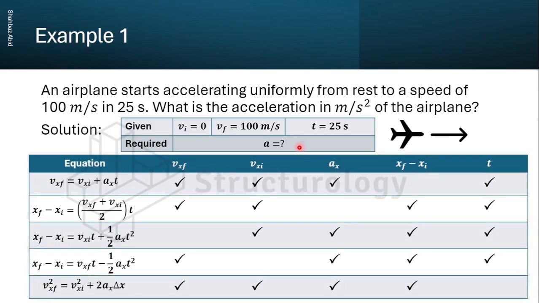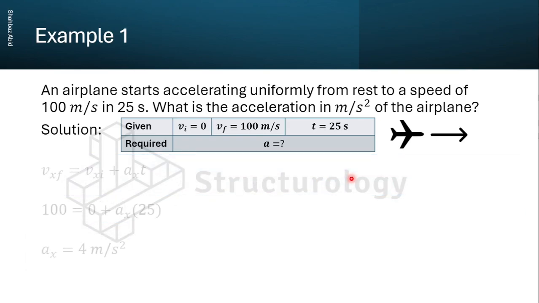Based on the given and required, the first equation of motion is the most suitable equation to solve for acceleration, because we have final velocity, initial velocity, and time given to us, and the requirement is acceleration. By substituting the final velocity as positive 100 because it is moving towards the right, initial velocity as 0 because it is starting from rest, and the time as 25 seconds, we get the acceleration equal to 4 meters per second squared.